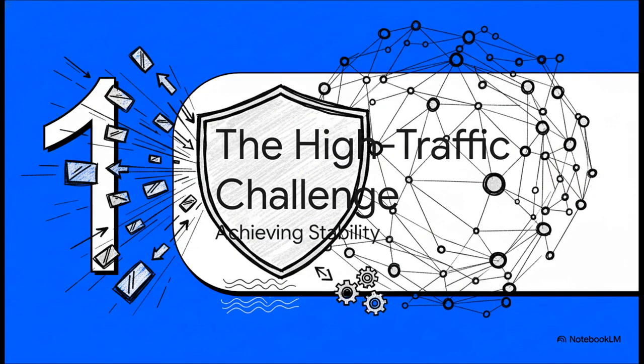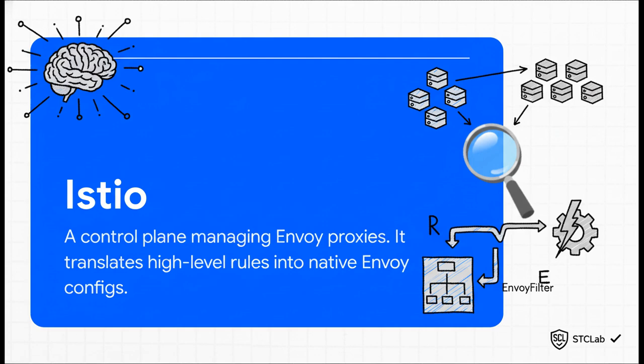So first up, let's talk about this high-traffic challenge. To get the stability they needed, STC Lab went with Istio. So let's just do a quick breakdown of what Istio actually is, and more importantly, how it works under the hood. Okay, so think of it like this.